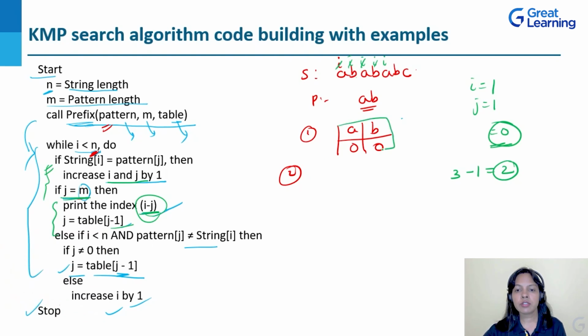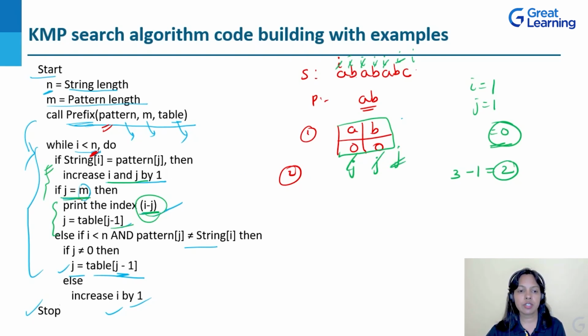So this is how it is. J is right now pointing over here and I is pointing over here. Now I and j will be compared again. So you can see it is matching. I will be incremented, j will also be incremented. Now I and j is matching here also. So I will be incremented and j reaches the end of the pattern.